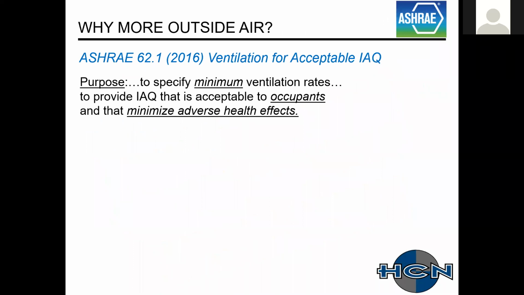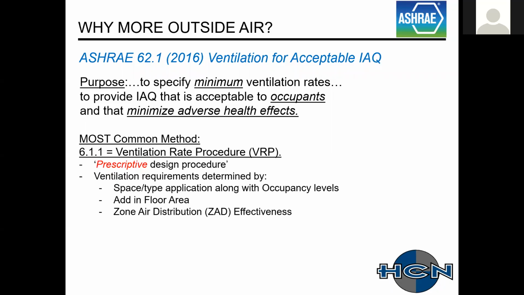All right, so why do you want to provide more outside air? ASHRAE has created another guideline, 62.1, for ventilation for acceptable IAQ. This purpose that I've copied here is to specify minimum ventilation rates to provide IAQ that is acceptable to occupants and that minimize adverse health effects. This was from version 2016. Once again, just anecdotally, everybody's aware of the positives of providing clean outside air to interior spaces and how that increases individual and people's health as well as their productivity, all right?